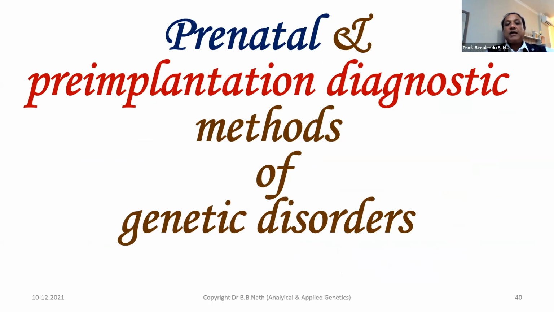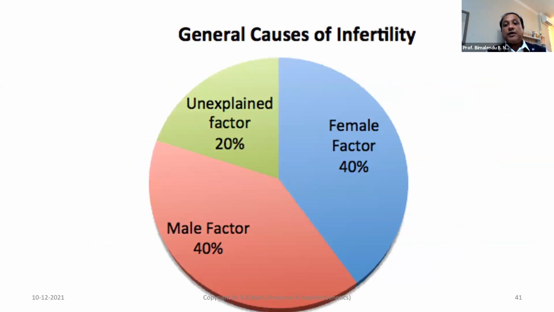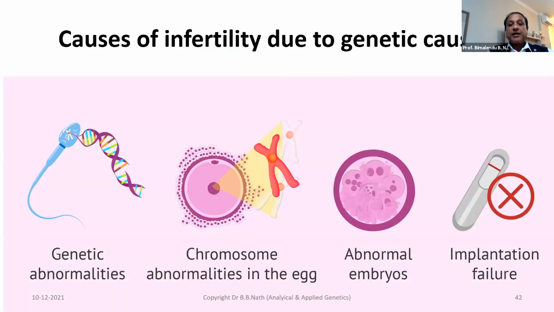Now, coming to the last part, that is prenatal and pre-implantation diagnostic methods of genetic disorders. Before the fetus starts developing, right at the implantation stage, can we do the disorder testing? So let me discuss an associated factor, the general causes of infertility. There are male factors, there are female factors, but there are unexplained factors also. So many such couples go to an IVF clinic, an in vitro fertilization clinic.